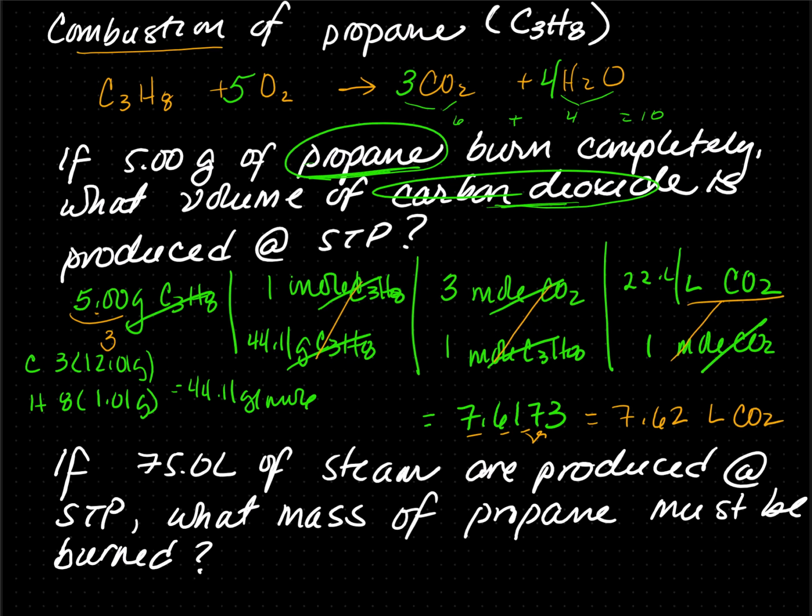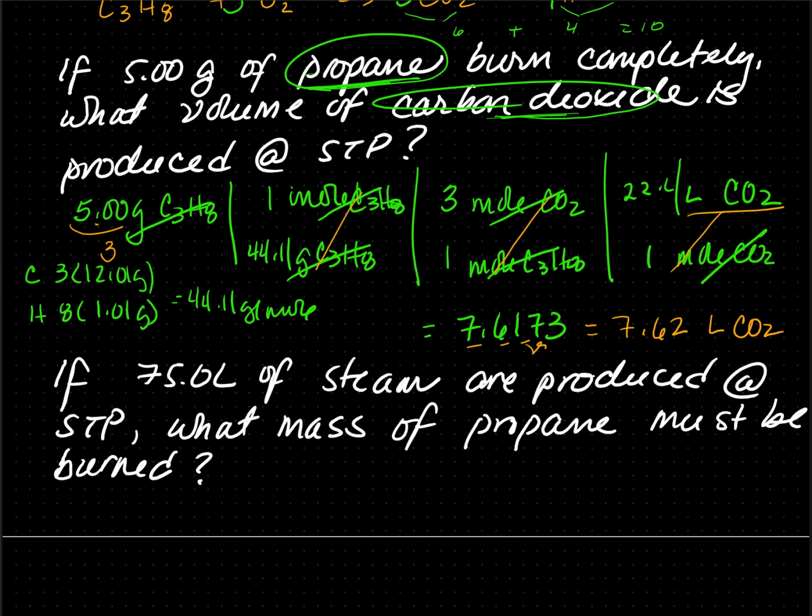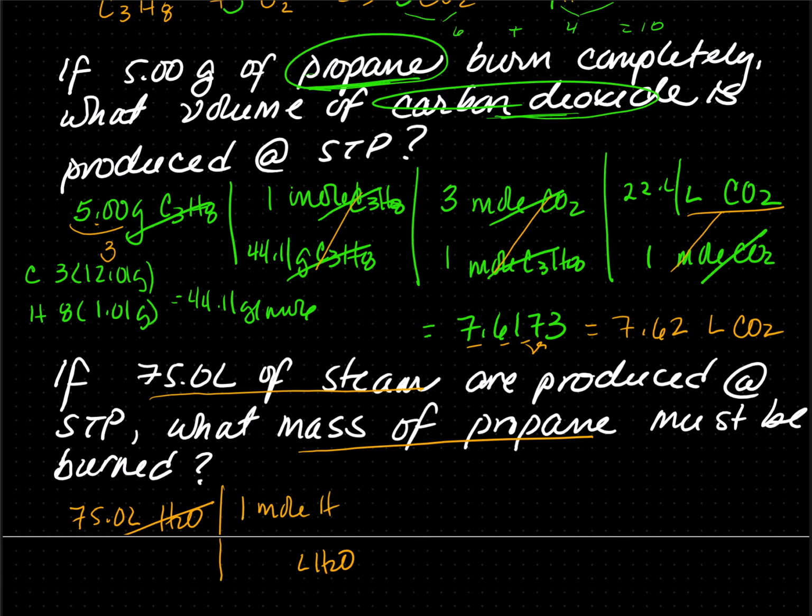In the next problem, we have 75.0 liters of steam, and we need to find the mass of propane. So again, we're going to start with what's given, which is 75.0 liters of steam. Steam is H2O. Since it's liters and it's at STP, this is molar volume. We know that 1 mole of H2O equals 22.4 liters of H2O. Diagonal units cancel out. Again, since this is moles of H2O, this has to be moles of H2O.